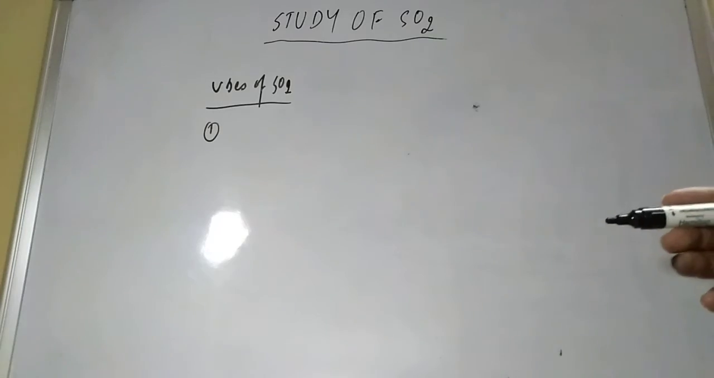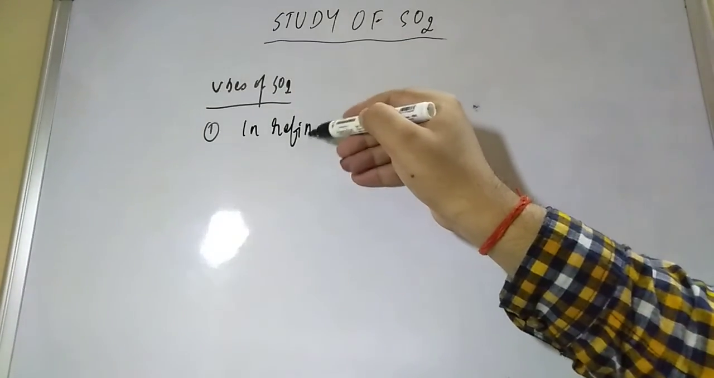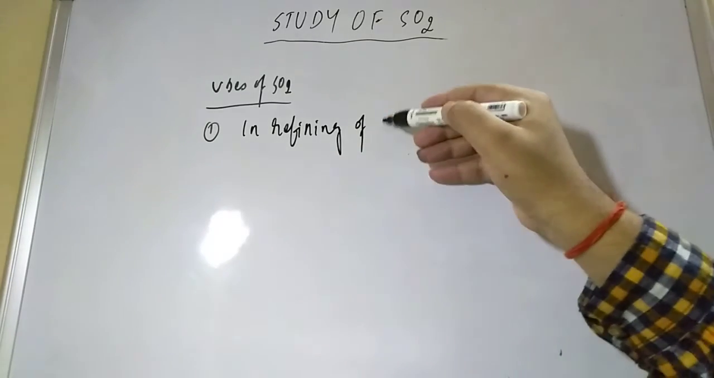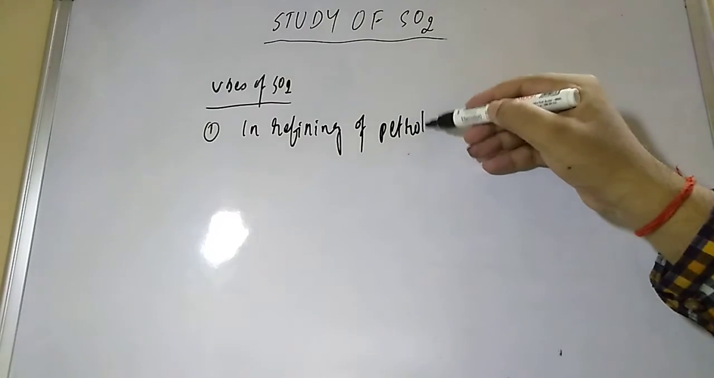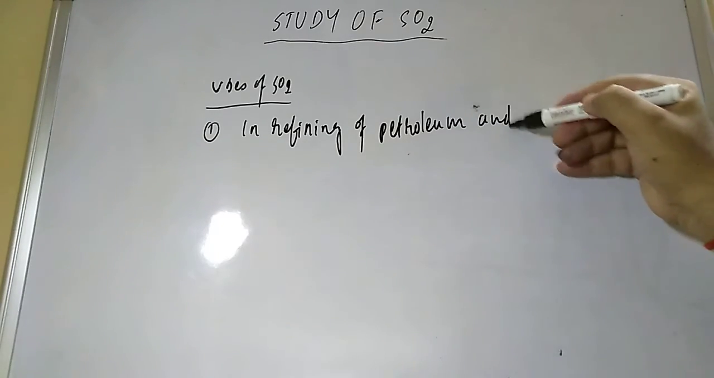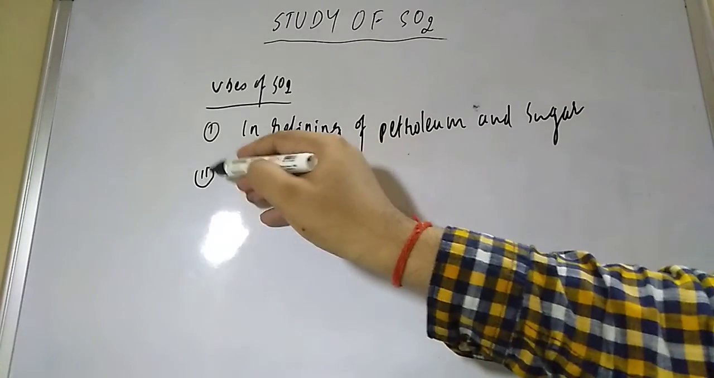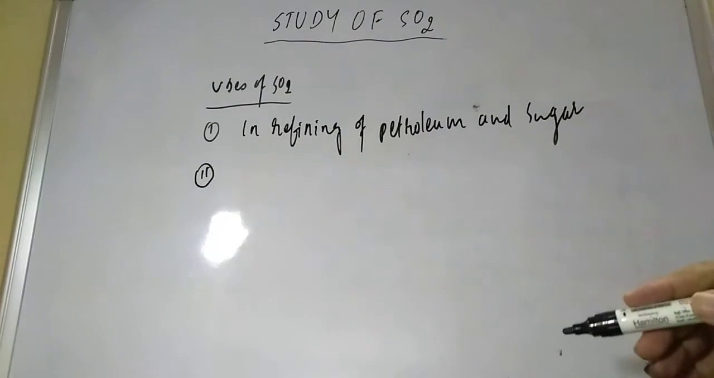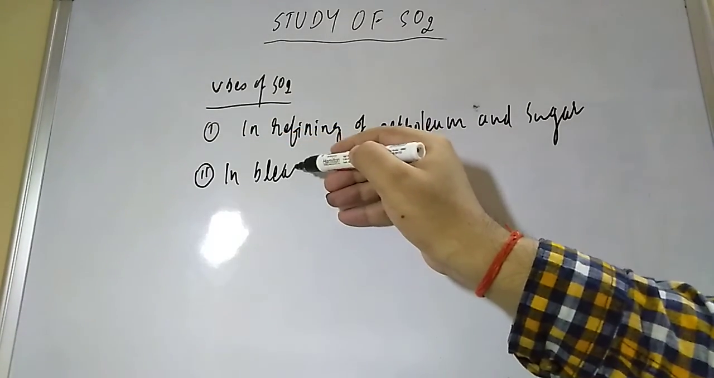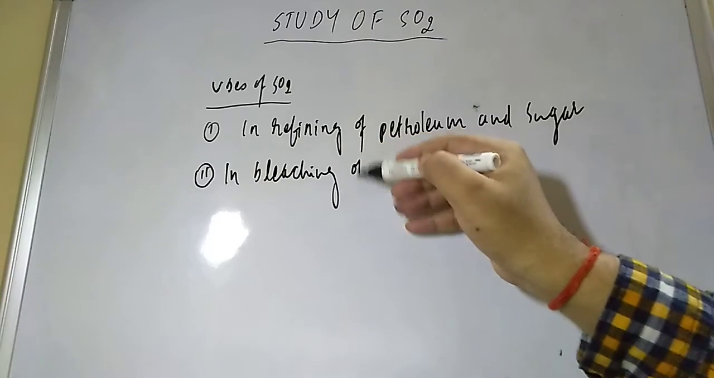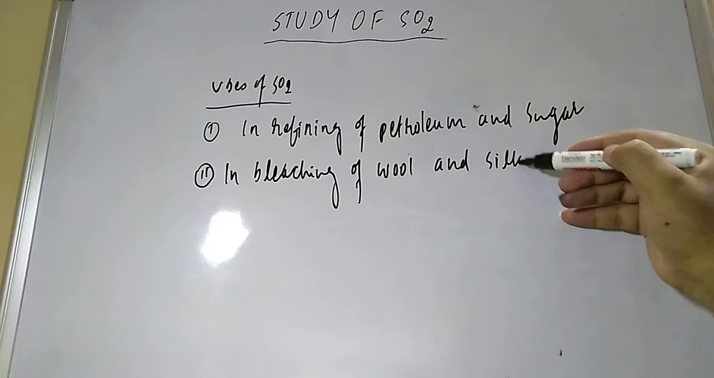in the refining of petroleum and sugar. Petroleum and sugar. Second, in the bleaching of wool and silk.